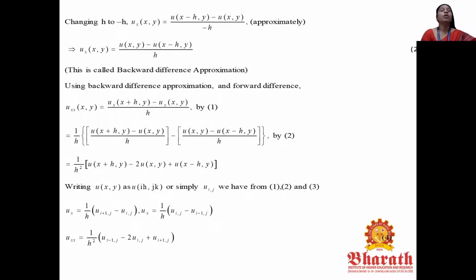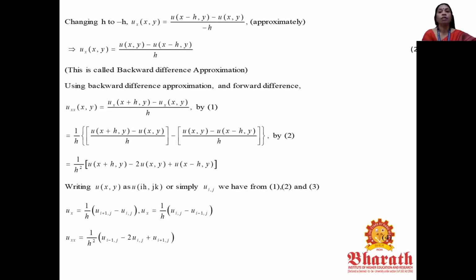So writing u of x comma y as u of i h comma j k, or simply u of i comma j. That is, the interval given in the x coordinate is denoted by h, and the increment given in the y coordinate is given as k. So u of i h comma j k can be written as u of i comma j.